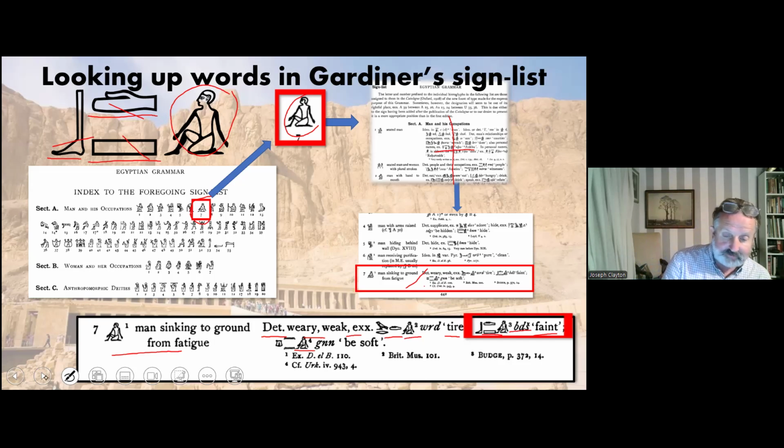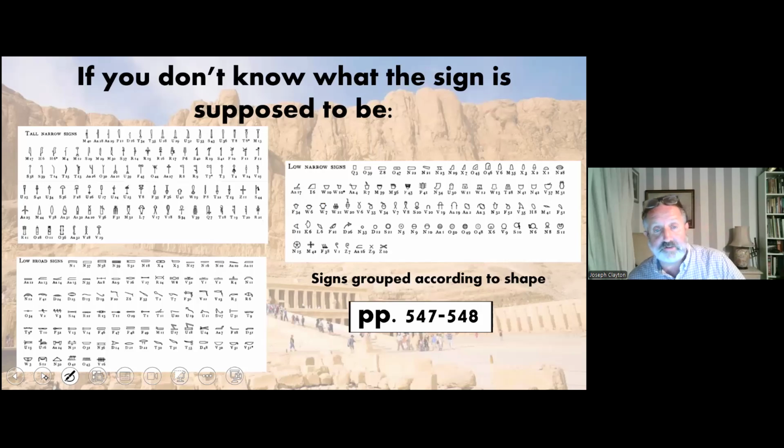However, if you don't know what the sign is supposed to be, you have to go to this, which is right at the end, pages 547 to 548. You haven't got 500 pages of things, you've just got the pages for the actual sign list. Yeah, so you've got tall, narrow signs. So those are things obvious, self-explanatory. Low, broad signs. Yeah, they're the ones that fill like a whole square horizontally. These ones fill a whole square or fill the length of the height of a square vertically. These fill the width of a square horizontally. And low, narrow signs. They should fit a quarter of a square.